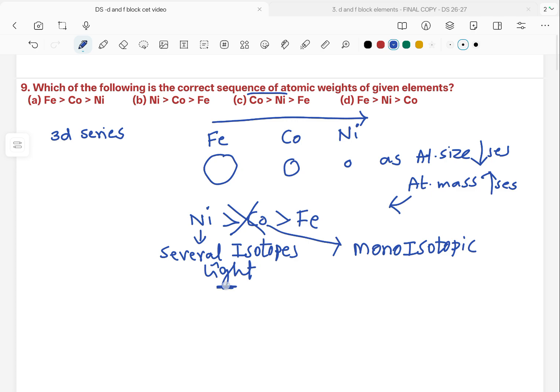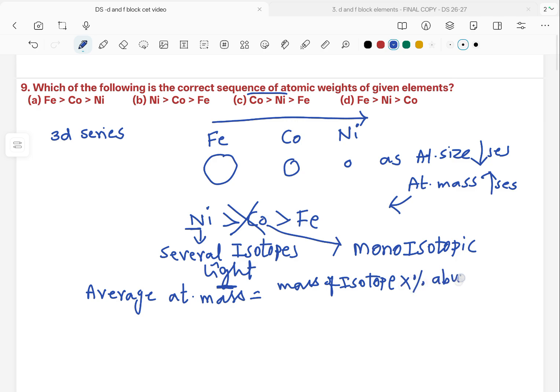These lighter isotopes will make nickel to have less atomic mass, because if any element is having several isotopes, then we take average atomic mass, where average atomic mass is nothing but the mass of isotope into their percentage abundance, plus the same for the others, divided by 100, then you get the average atomic mass of that element.